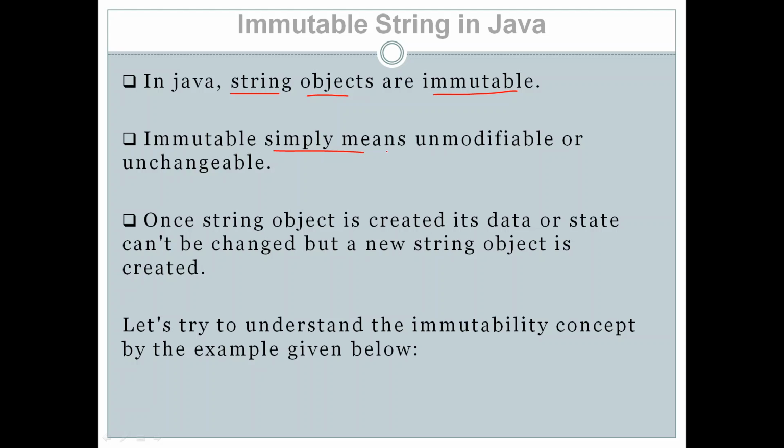Immutable simply means unmodifiable or unchangeable. Once a string object is created, its data or state can't be changed, but a new string object is created. Once you create a string object, its data cannot be changed, but we can create a new string object instead. Now let us try to understand this with an example.